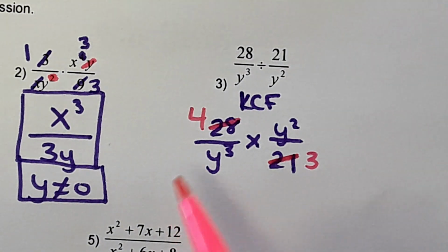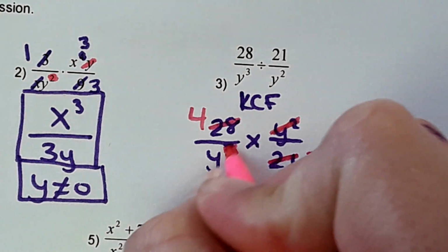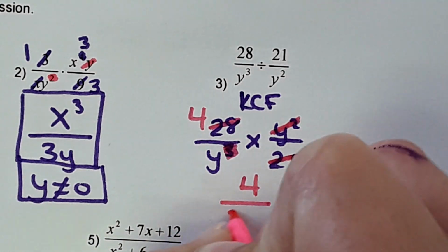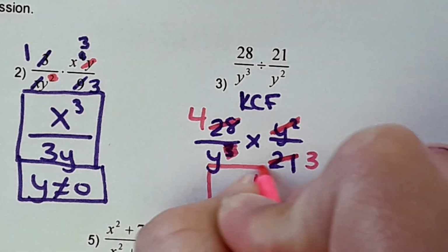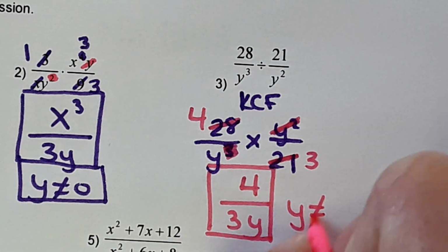And then the y squared and y cubed, both of these y's would cancel out and we'd be left with 1y on the bottom here. And the answer would be 4 over 3y. And y cannot equal 0.